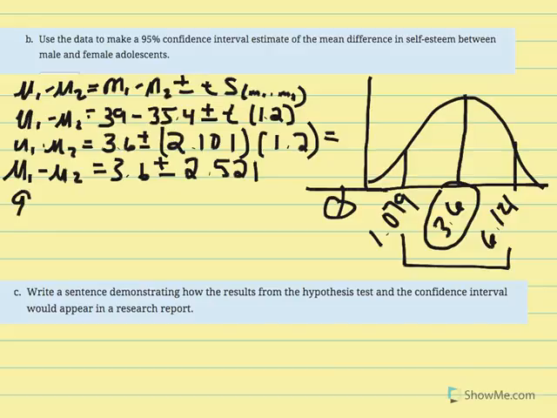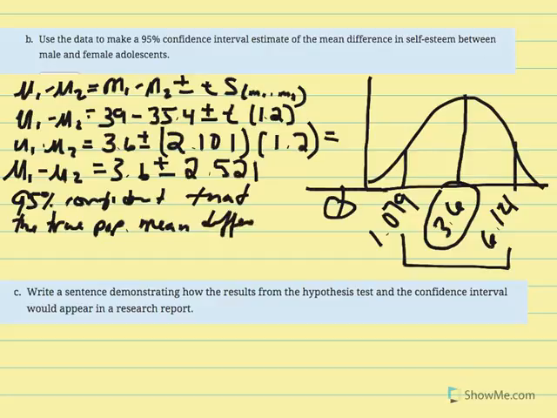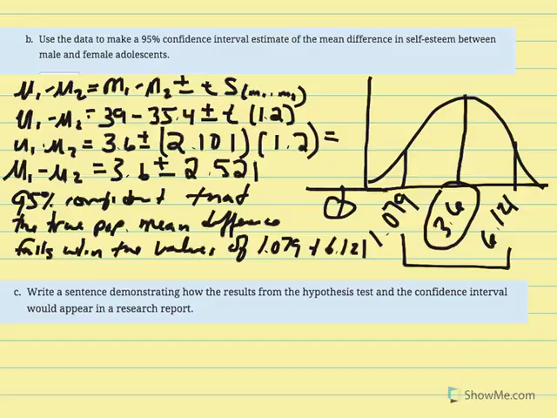So again, we're 95% confident that the true population mean difference falls within the values of 1.079 and 6.121. So again, if we had access to the population data, the mean difference would be somewhere in that range, again, not including zero, so affirming the rejection of the null, rejecting the null hypothesis.